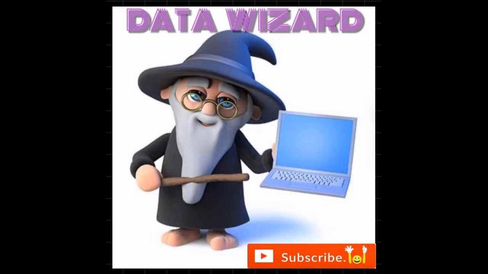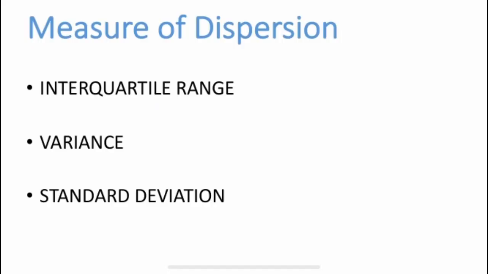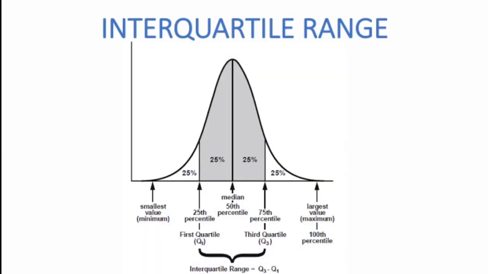So, without wasting time, let's start part 2 of the series. In this series, we'll discuss the measure of dispersion. These are interquartile range, variance, and standard deviation. We'll discuss this with an example to understand better, and also how they are used in data science. So let's start with interquartile range. What is this interquartile range and why is it used? You will have several questions in your mind, and the answer is here.